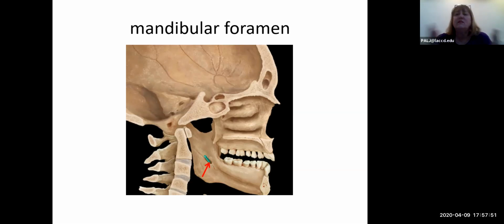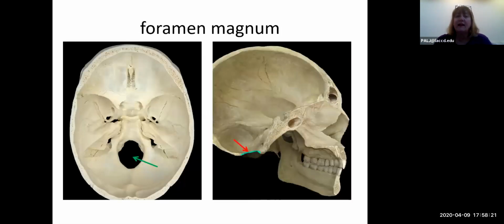So what happens here is there's a nerve called the mandibular nerve, which, when it exits from the cranium, comes down, goes through the mandibular foramen, and then travels within the mandible, and then it will exit out through the mental foramen to give you some sensation out here. So we'll be talking more about that when we learn about cranial nerves later on. So that's it for everything that's anterior.